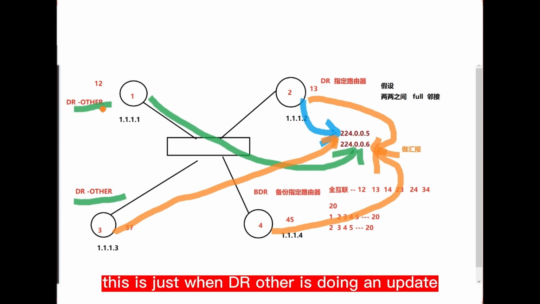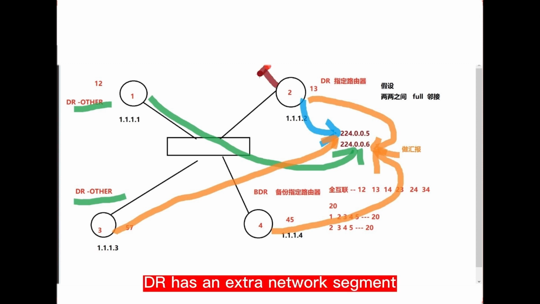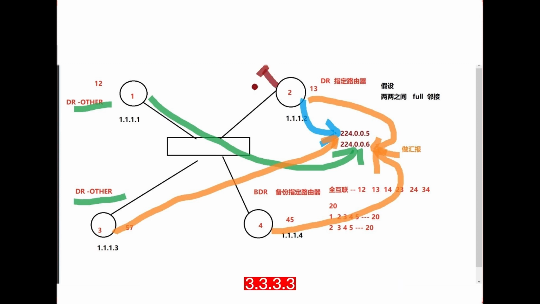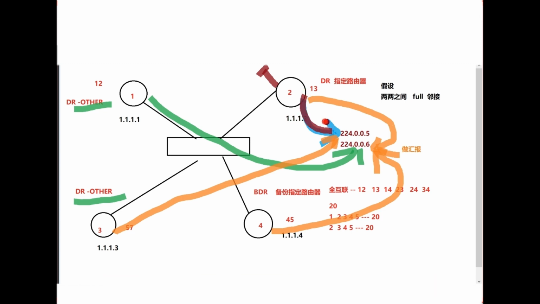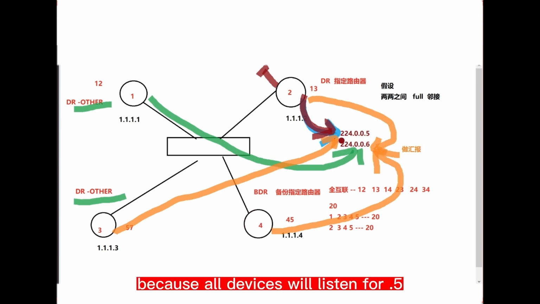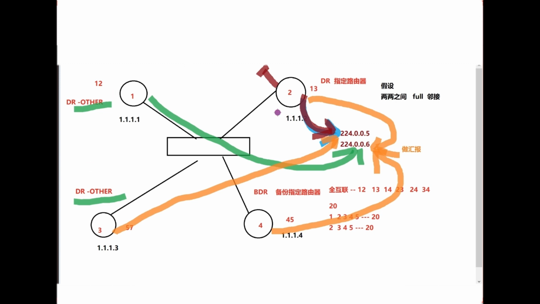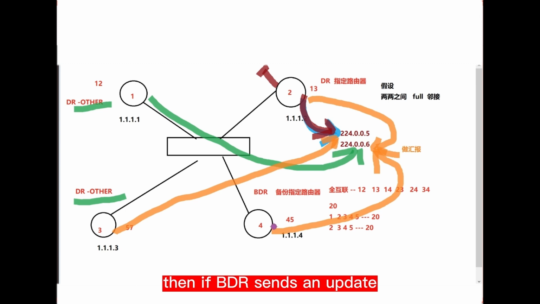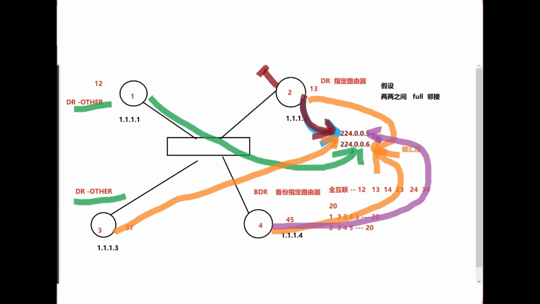This is just when DR other is doing an update. If the DR issues an update in the future, for example, DR has an extra network segment 3.3.3.3, it will send the information directly to 224.0.0.5. It is not issued to 224.0.0.6, because all devices will listen to 224.0.0.5, including BDR. Then if BDR sends an update, it will be sent first to all DR other via 224.0.0.5, then sent to DR through 224.0.0.6.